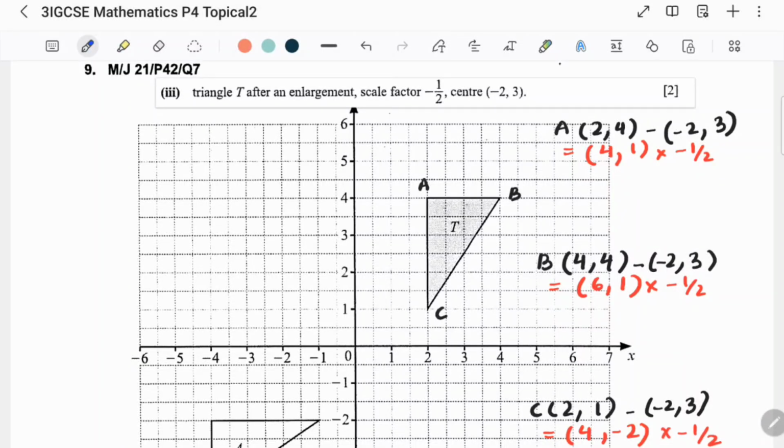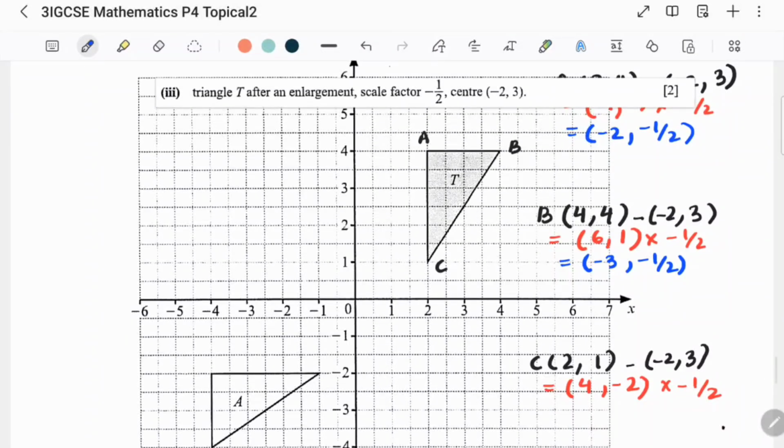4 times minus half means 4 divided by 2, and it's a negative, so that's why minus 2. And 1 times minus half will become minus half. All right, so the next one, 6 times minus half: half of 6 is 3 and it's negative, and then 1 times minus half will become minus half. Now 4 times minus half means half of 4 is 2 and it's negative, so minus 2.